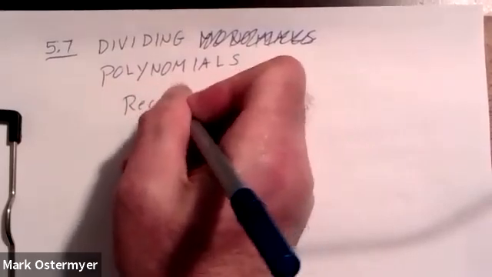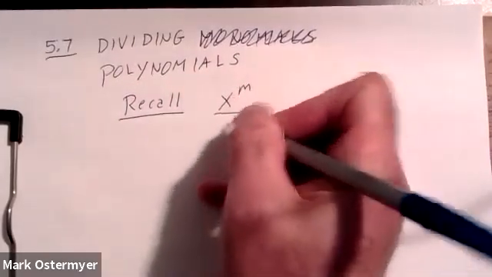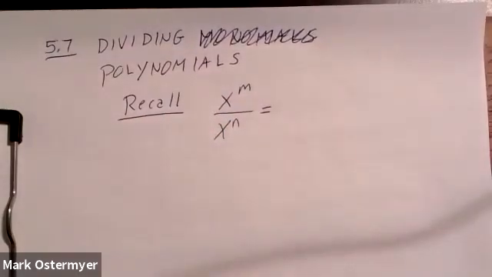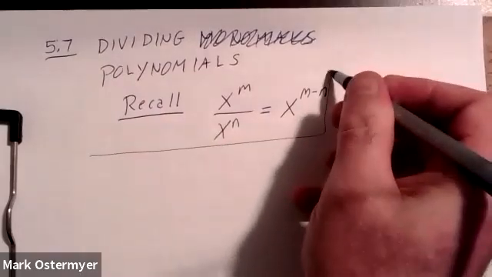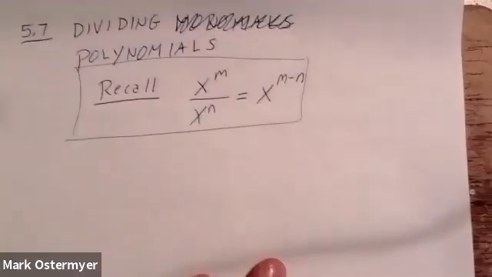In order to be successful in dividing polynomials, we need to remember in general how we divide like bases. Do we remember what we do with the exponents when we divide like bases? Subtract. All right, we subtract the exponents. That is obviously a property we're going to have to import into this section here.